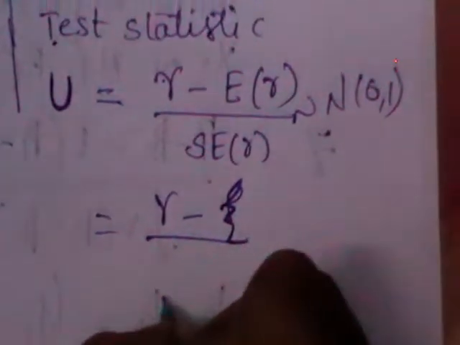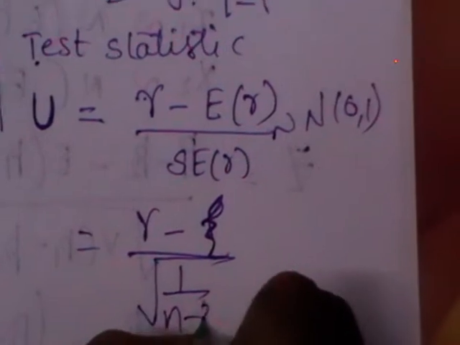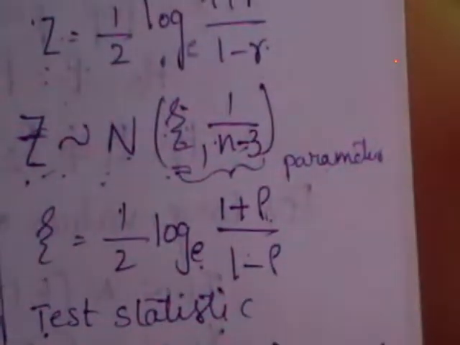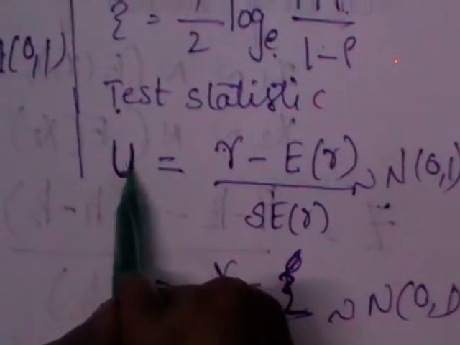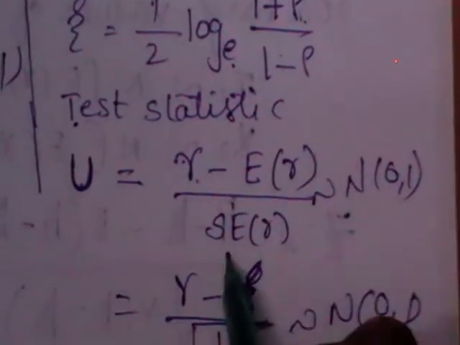What is the expectation of r? Zeta. Divided by root over 1 by n minus 3, follows N(0,1), as the first is the mean and the second constant indicates the variance, since this is the single one. So U equals (r minus E of r) by SE of r follows N(0,1). It is for a single correlation coefficient.